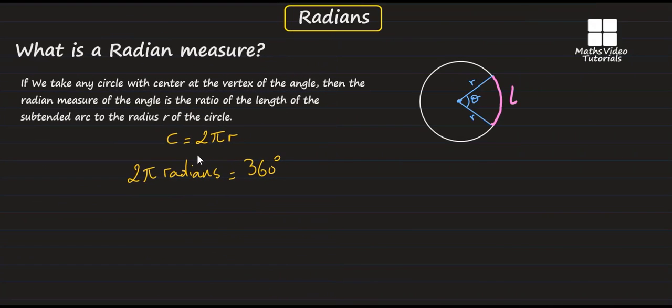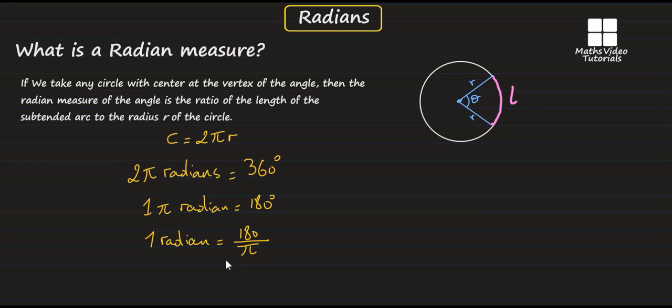Now, the formula for the circumference 2 pi r tells us that the circumference subtends an angle in radians of 2 pi. And we also know that a full circle is equal to 360 degrees, meaning that 1 pi radian is equal to 180 degrees. You divide by 2 both sides. From here we can say that 1 radian is equal to 180 divided by pi. You just divide both sides by pi.